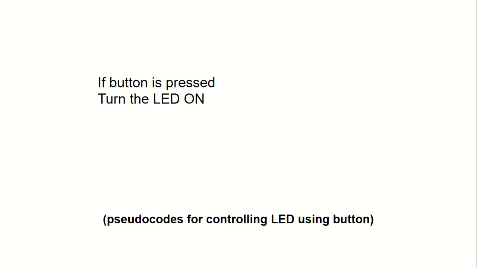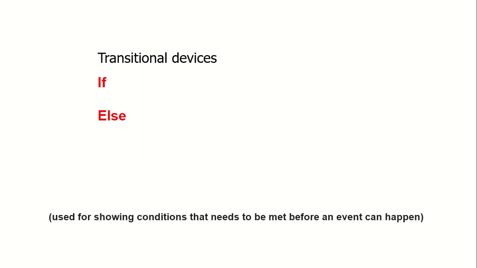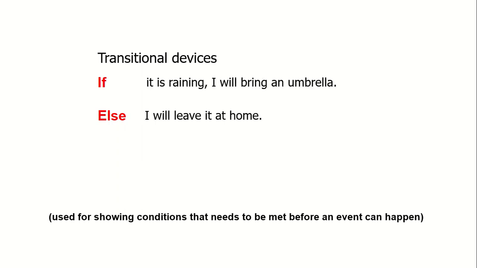The pseudocode for this program might look like this. Before showing you the actual codes, I would like to highlight two words here that control the structure of the pseudocodes, the words if and else. In English, these are called transitional devices that are particularly used when trying to show conditions that need to be met before an event can happen.